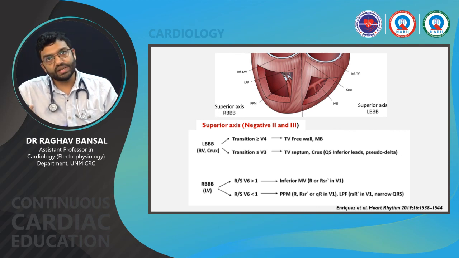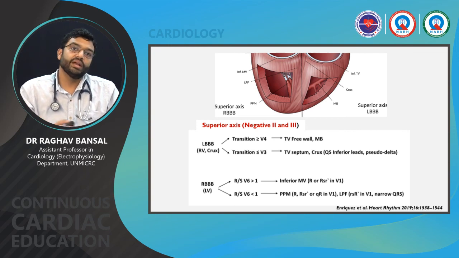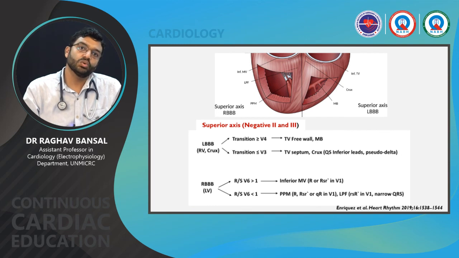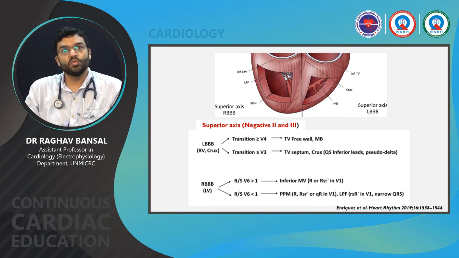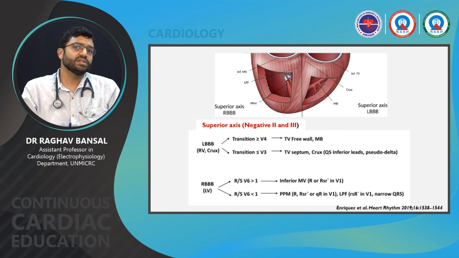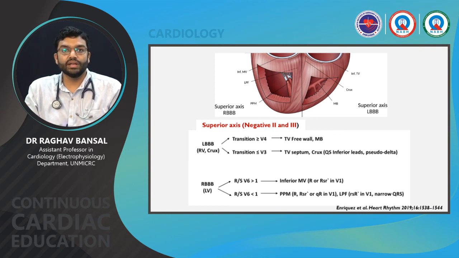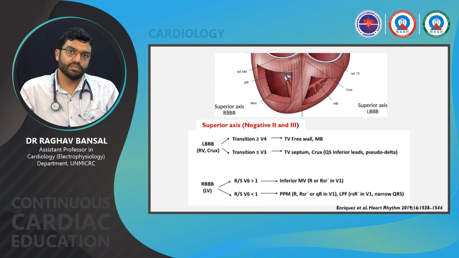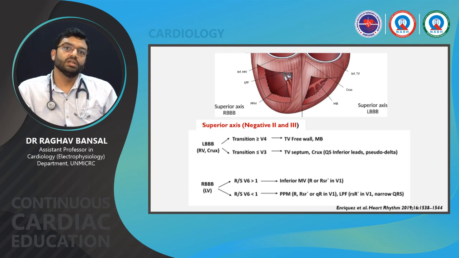If the structure is arising to the left of the midline, then it is arising from the LV, and it will have a right bundle branch block pattern. Then we have to look at the RS ratio in lead V6. If it is more than 1, it points towards a more basal origin, an arrhythmia arising from the mitral valve annulus, and it will give a big R wave in lead V1. However, if the RS ratio in V6 is less than 1, it points towards a more mid cavity structure, which can be a posterior papillary muscle or a left posterior fascicle.